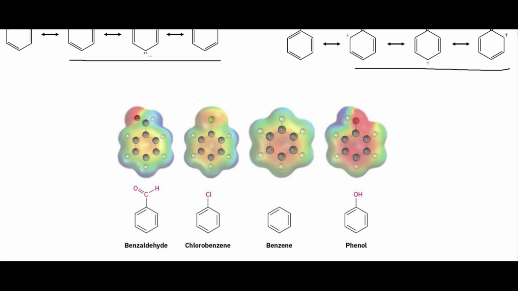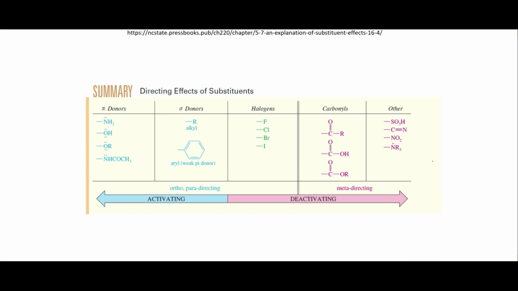And so that looks like this if we look at the electron density, where we have for an electron withdrawing group, such as this benzaldehyde, that the electron density within the ring goes down relative to the benzene. Where we saw in the previous video, when we have an electron donating group, such as with phenol, that the electron density within the ring actually increases. And the types of groups we have look like this.